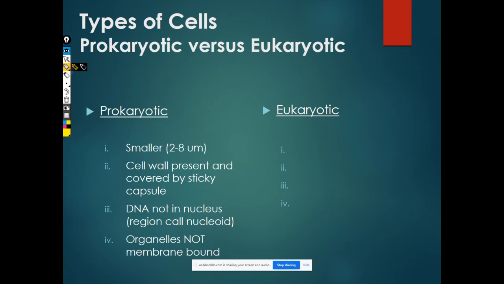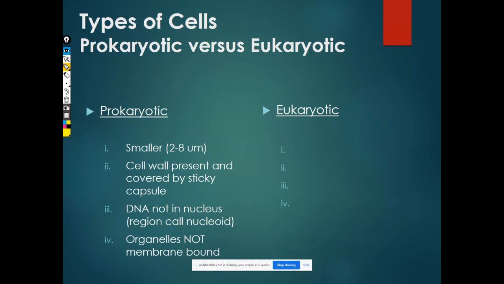The first of which is these guys have a cell wall. Now, there are eukaryotic cells that also have cell walls, specifically like plant cells, but this cell wall is different in that it's covered in a sticky capsule. Think very Dr. Mario kind of business. This sticky capsule allows them to maneuver through their environment and protects them from the world around them.